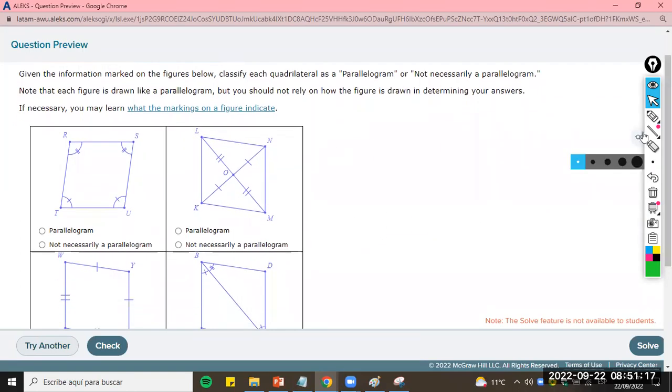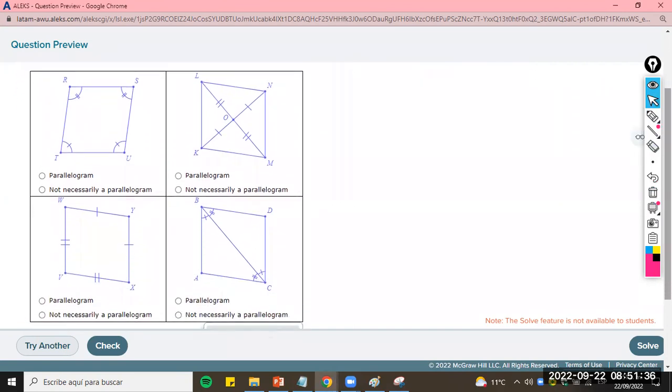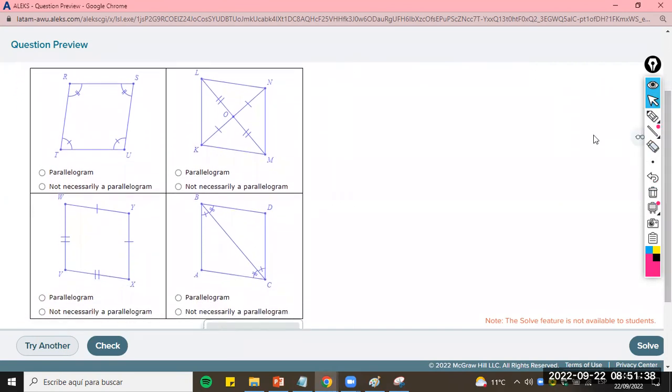Now, in the sentence, they warn you that you should not rely on how the figure is drawn, because they look like a parallelogram, but not necessarily. You should just rely on the marks. That's how we're going to know if they are parallelograms or not. Now, let's look at the first one.